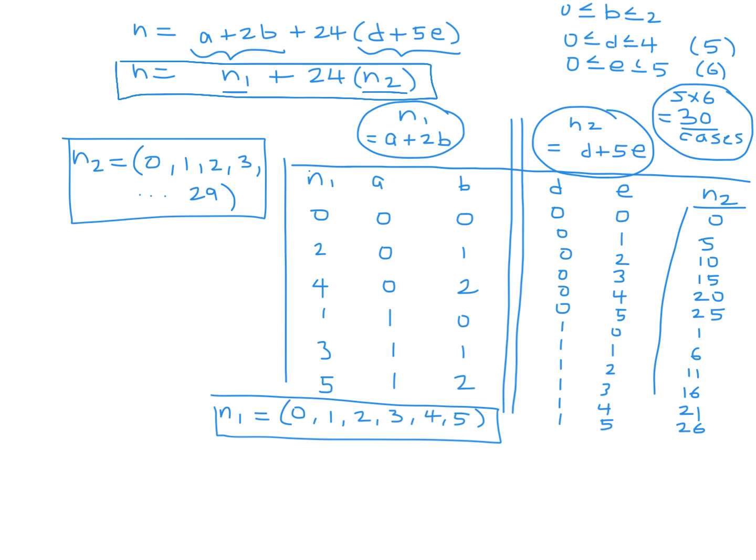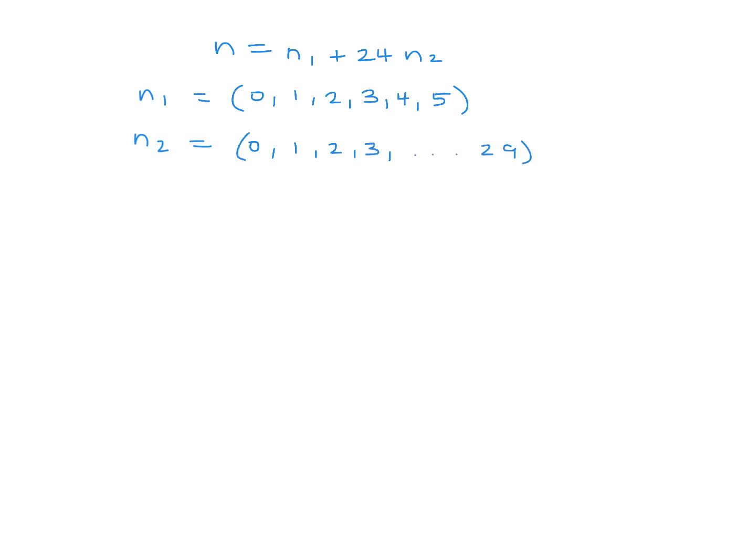And if we add n1 and n2, then you get n, and then we have to add up all the n's. So first, let me just illustrate how we're going to do that. So n was n1 plus 24 n2, correct? And for n1, there were only, I believe, 6 possibilities in terms of what n1 could equal. And for n2, there were 30. It went all the way to 29.